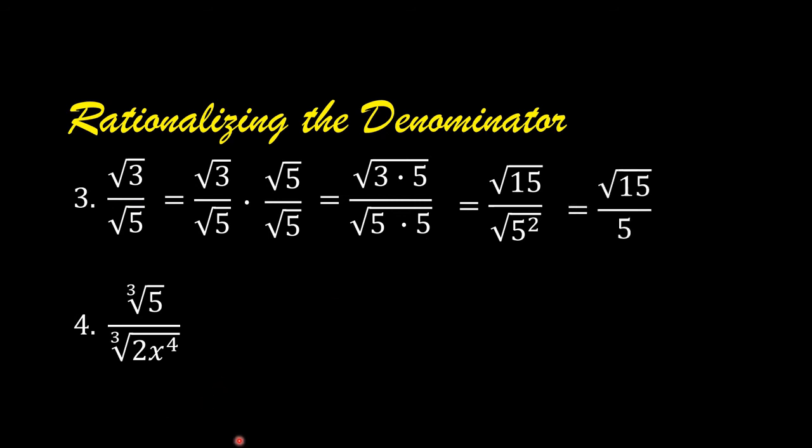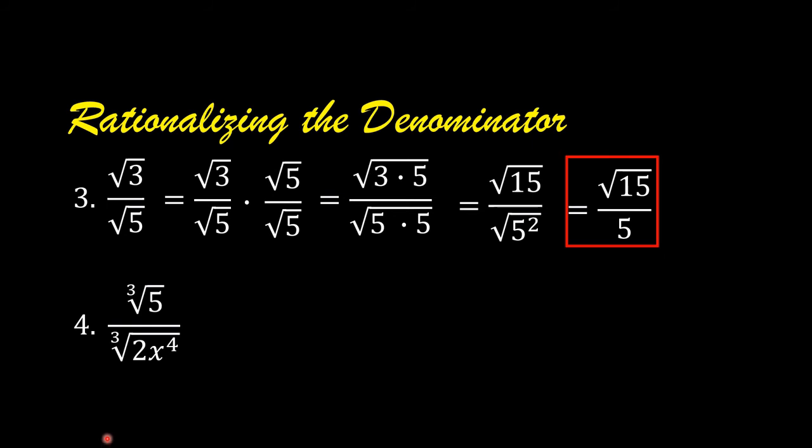And then this is now equal to the square root of 15 over 5. Can we divide 15 by 5? No, because 15 is under a radical symbol, 5 is not. So the answer is the square root of 15 over 5.